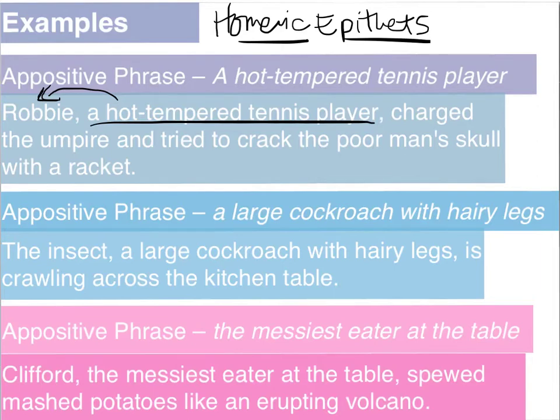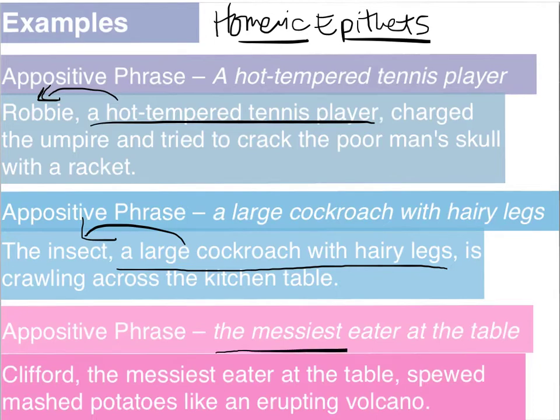Let's quickly go to the next one, which I think is a better example. So the insect, comma, a large cockroach with hairy legs, comma, is crawling across the kitchen table. Without that appositive phrase in here, we're looking at the insect is crawling across the kitchen table. But now, with the appositive phrase, we can clearly see that the insect being described is a large cockroach with hairy legs.